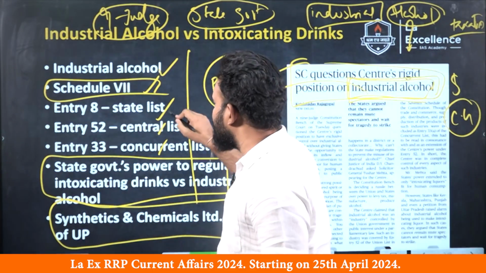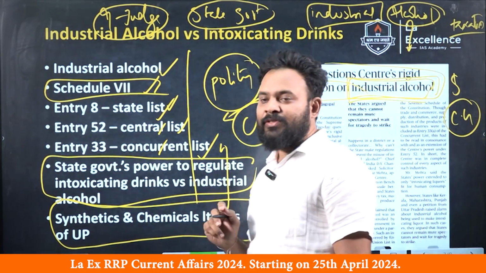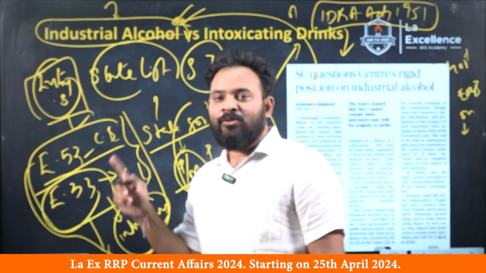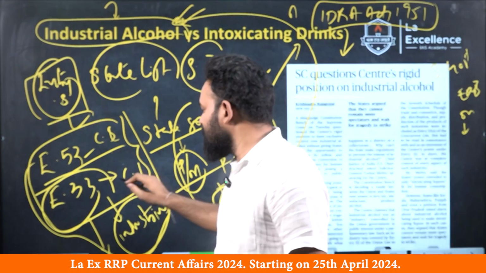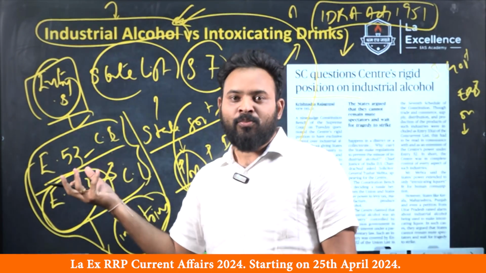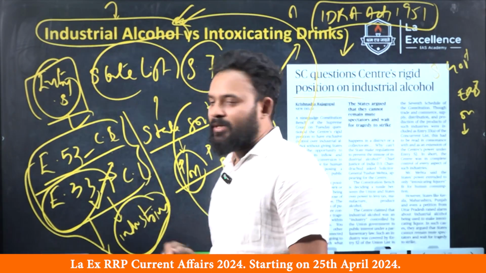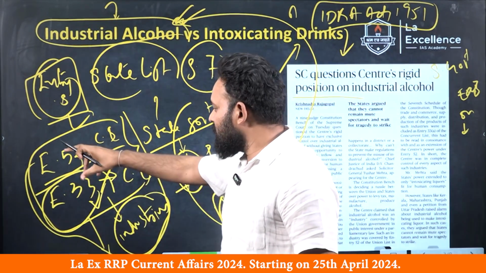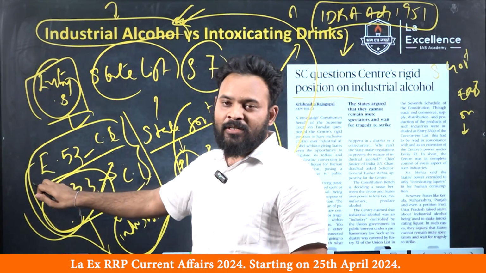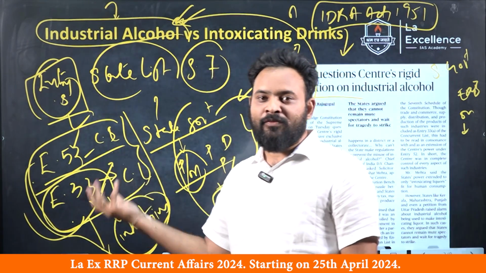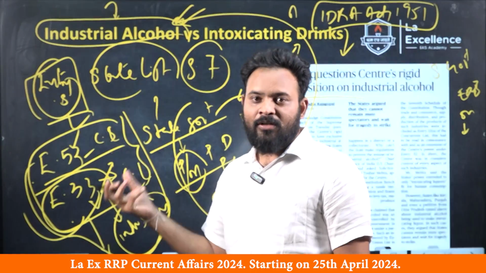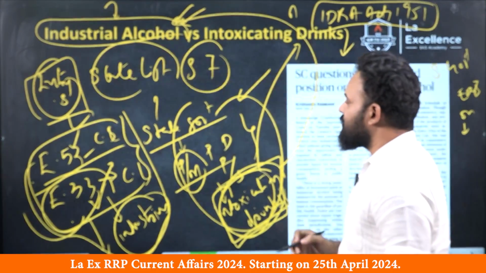Questions can come on the state list, central list, concurrent list. So you could just understand, even Entry 33 in the concurrent list talks about industries. Then state governments can say we can also impose taxation because it is under the concurrent list. But if there is any conflict between a provision from the concurrent list and the central list, of course, the central government will win over the state government. So their argument is that we have more authority on this industrial alcohol.